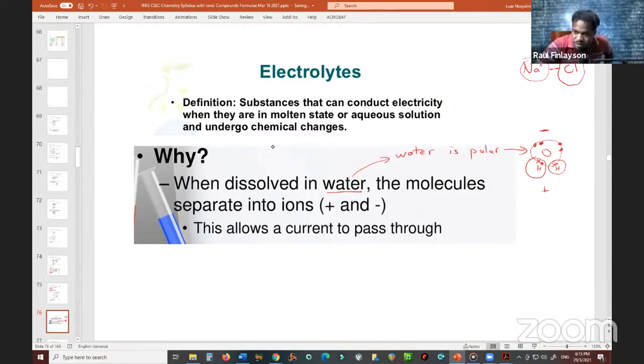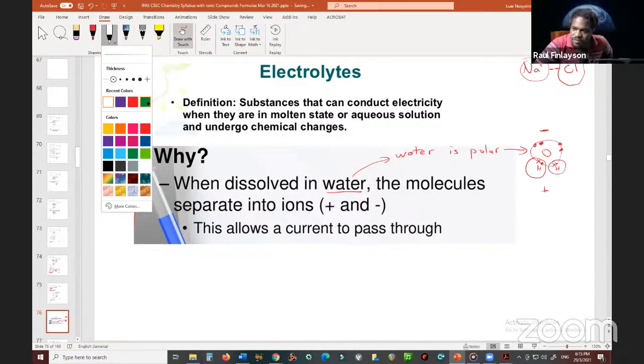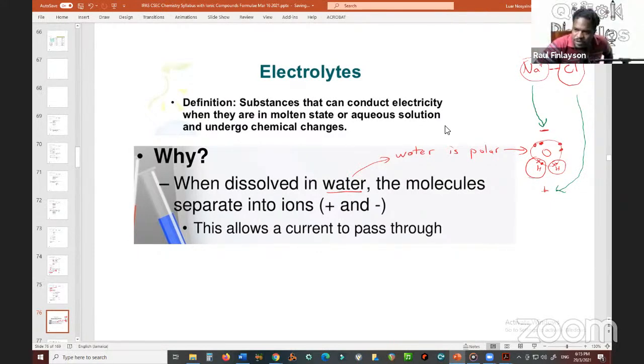All right, what's going to happen here? If salt is placed in water, the salt separates into sodium and chlorine. Sodium will go there and chlorine will go here. Positive ions attract to negative, guys. Opposites attract. And then they separate. This is what electrolysis does, in a sense. All right.